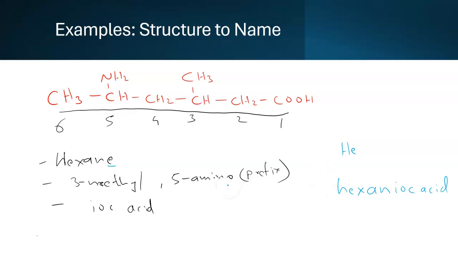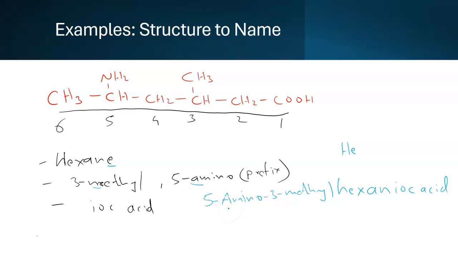Now we have to write the prefix. When we write a prefix, don't arrange in the order of numbers. Arrange in alphabetical order. It does not mean that 3 comes first and has to be written first, or that 5 comes later and should be written later. Arrange the functional group or the substituent in alphabetical order. So A will come first, then M will come later. So it will be 5, put a dash, 5, write the first letter capital, amino. Again put a dash, 3. We have to write a number on both sides, put a dash, 3-methyl.